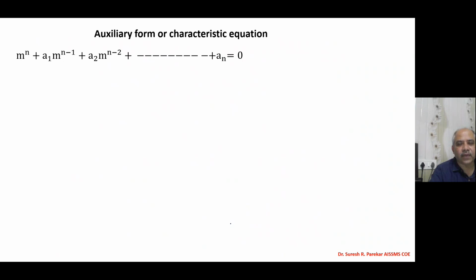Now we have the auxiliary form in this fashion, and then we have actually three cases, or we can say three types of roots. So we have n roots for it, and then first, the roots are real and distinct.